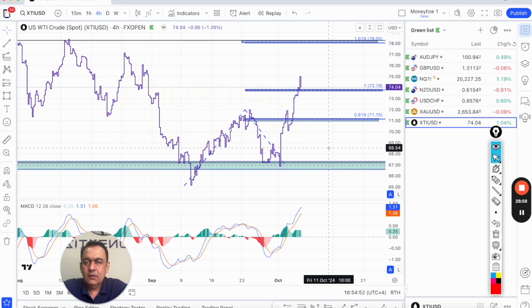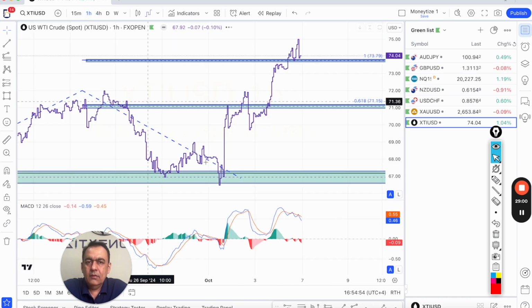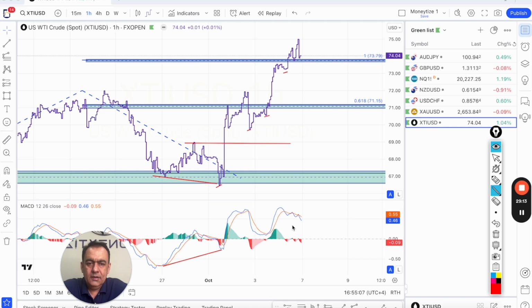Now going to 1 hourly chart, it got bullish divergence here. We got the breakout structure and we got the bullish pattern after that. Higher lows, and higher lows. Yes, currently it's going sideways, making higher highs, so we might get some correction here. So the important level is 71.15, look for buying, and the next target could be 78 or 78.30.